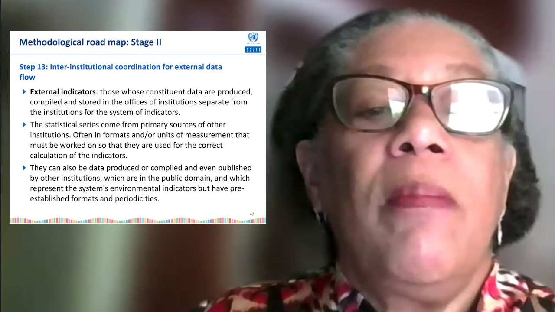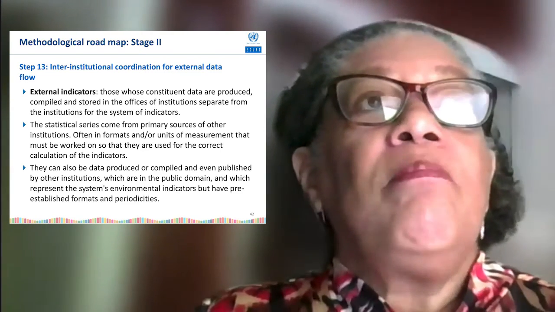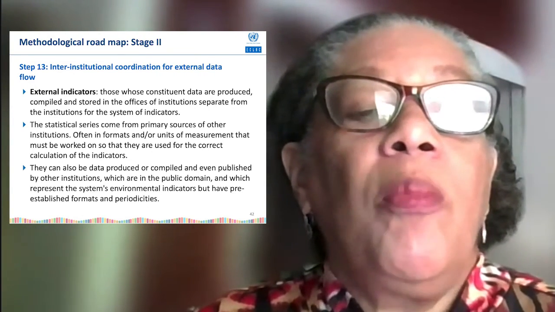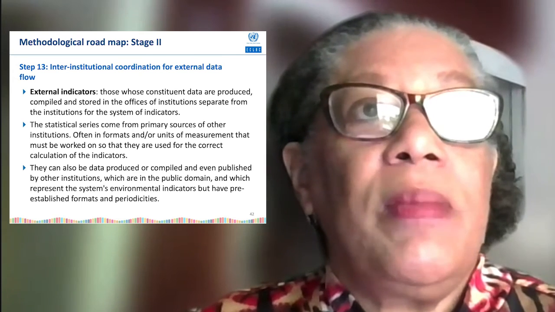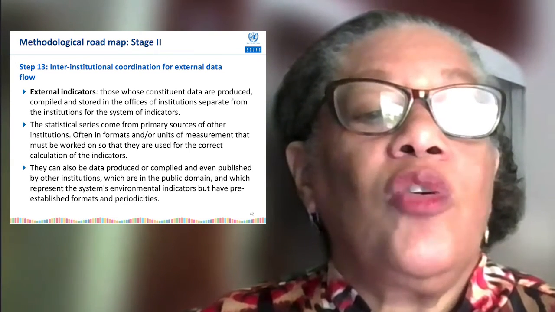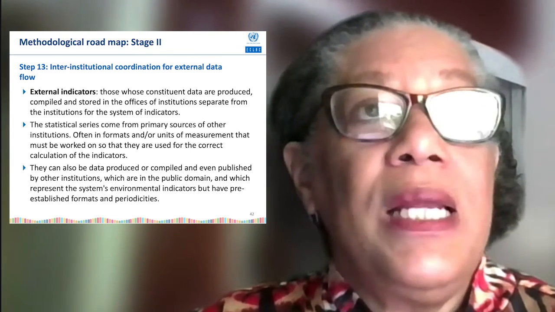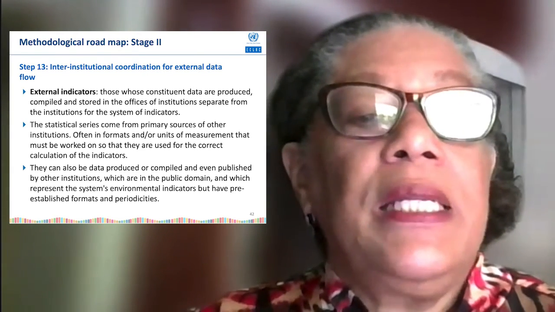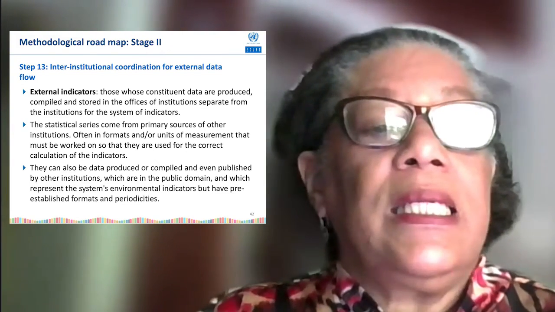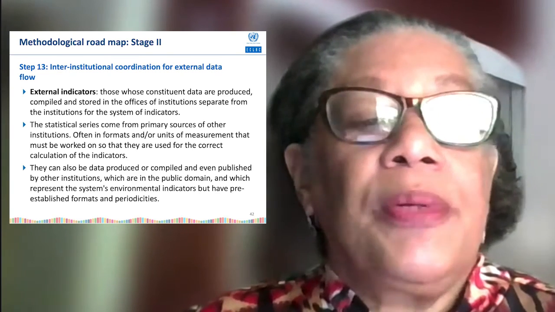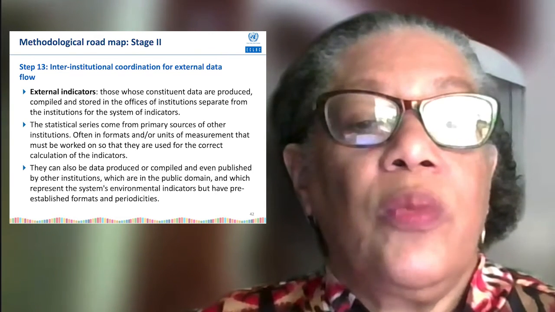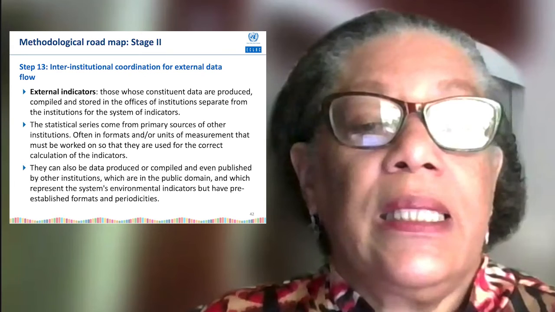Sometimes these may be in formats or units of measurement that must be worked on, so that we can come up with the correct calculation of the indicators. You may need to do some extrapolation and so on. This data can also be produced or compiled and even published by these other institutions, which are in the public domain and which have responsibility for the system's environmental indicators, but have other pre-established formats and periodicities to what is worked on in the environmental indicator team.